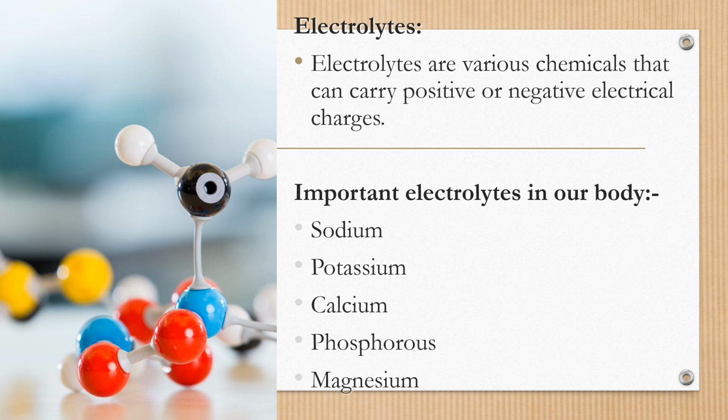First of all, see the electrolytes. Electrolytes are various chemicals that can carry positive or negative electrical charges in our body. As you all know, there are many important electrolytes in our body. They are sodium, potassium, calcium, phosphorus and magnesium. These electrolytes have their own way of functioning in our body. They carry the positive or negative electrical charges and perform functions in the human body.